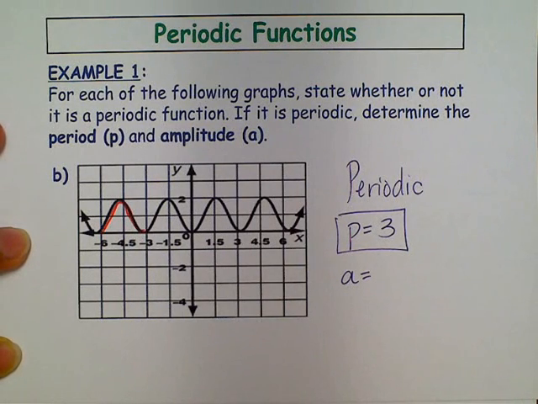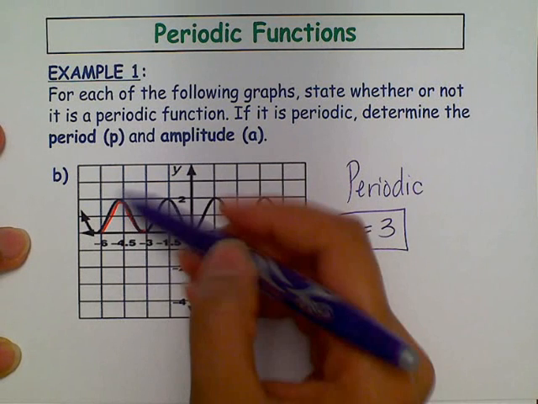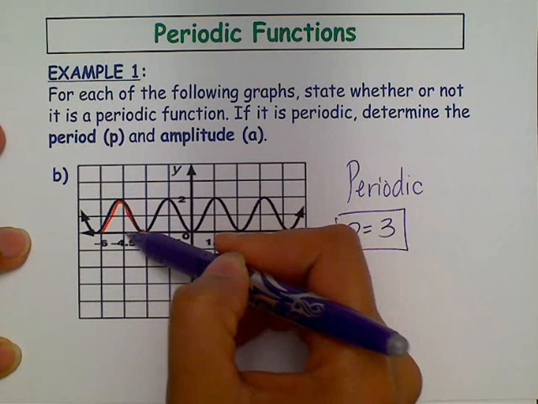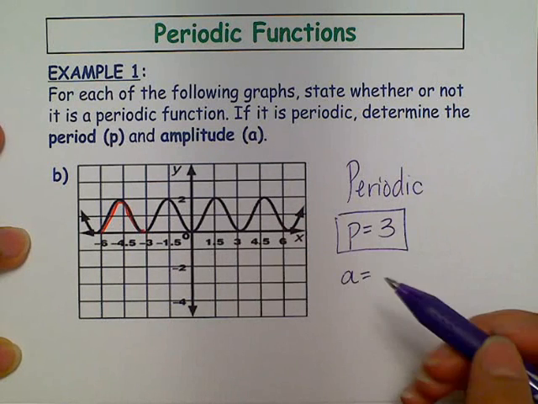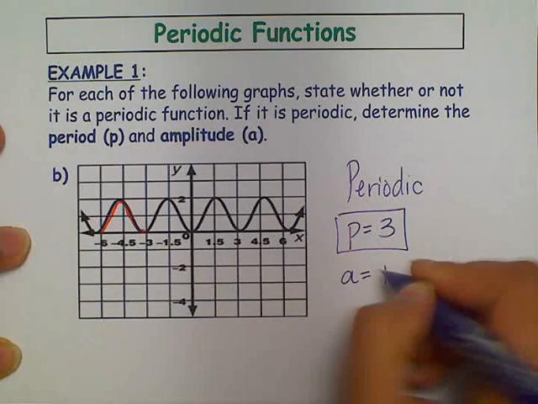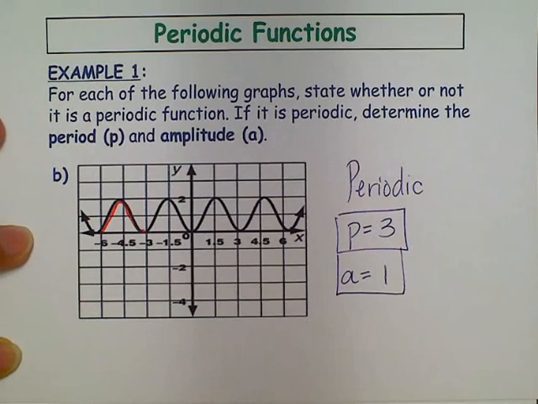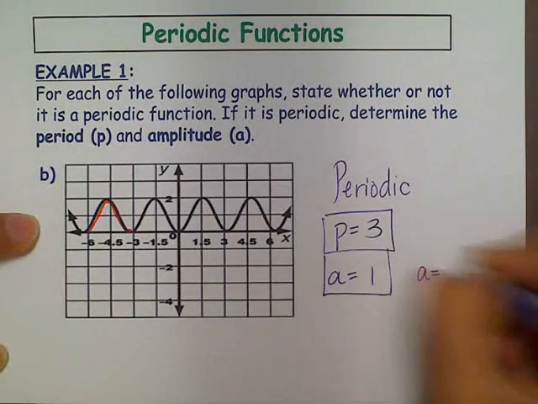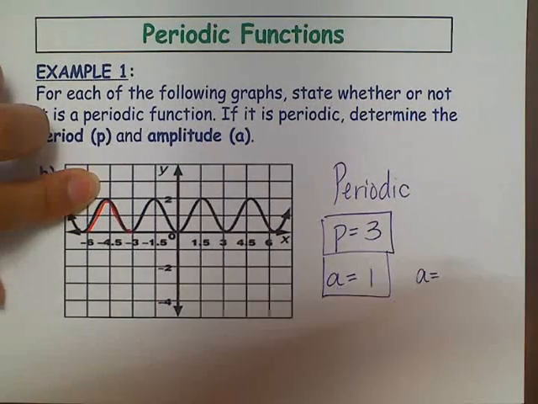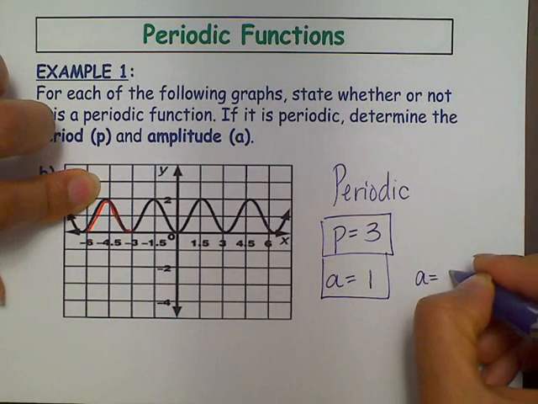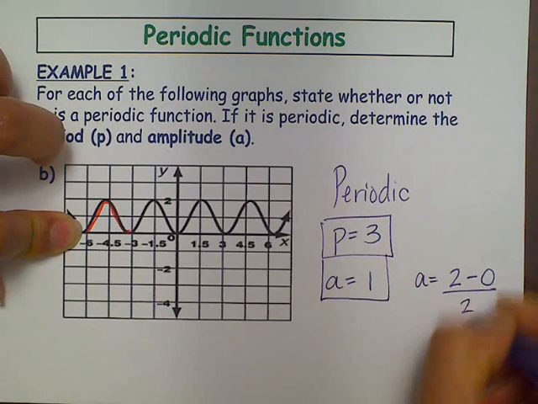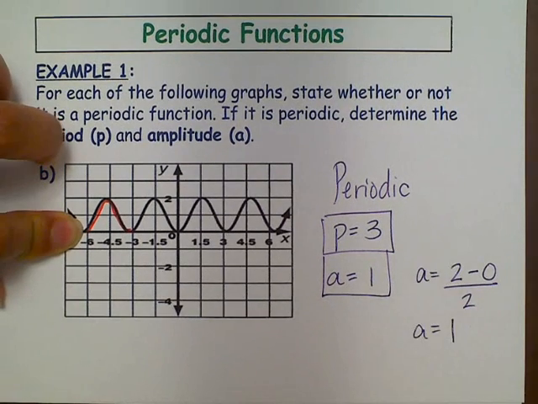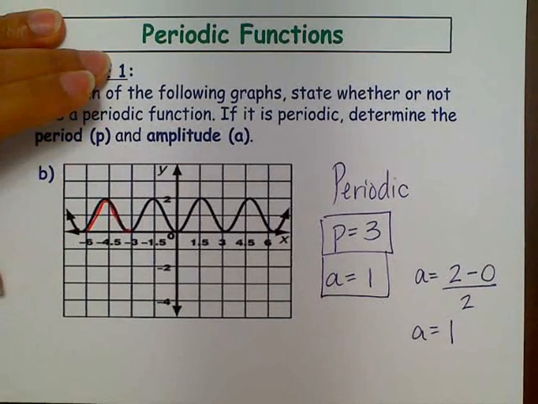And then the amplitude, if I look at the maximum and the minimum, half that distance is actually what the amplitude would be. So my maximum here is 2, my minimum here is 0. Half of 2 minus 0 gives me a height of 2 units, and half of that is equal to 1. So the amplitude is equal to 1. Or you can use the formula for amplitude. The maximum y value here is 2, minus the minimum y value here is 0, divided by 2 gives you 1.